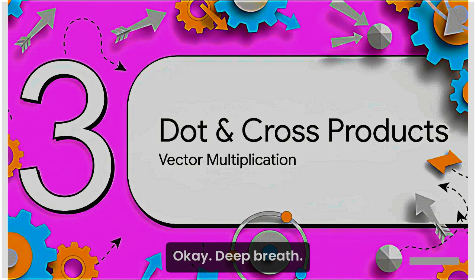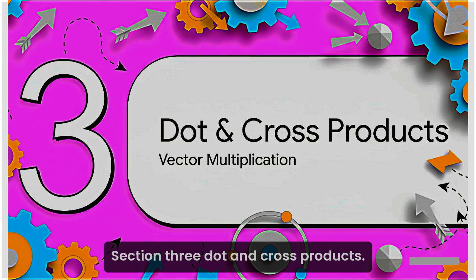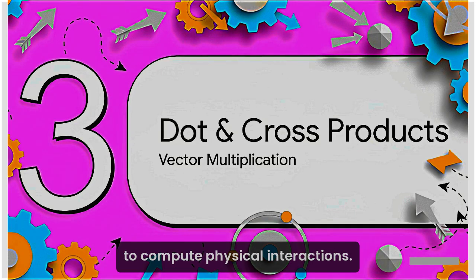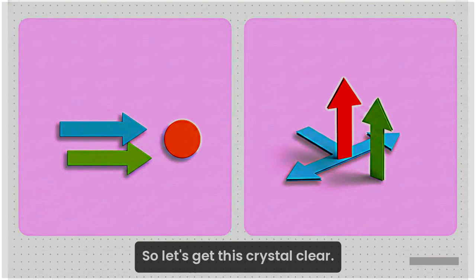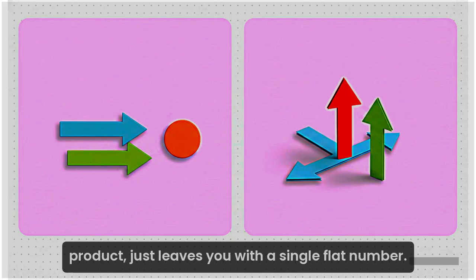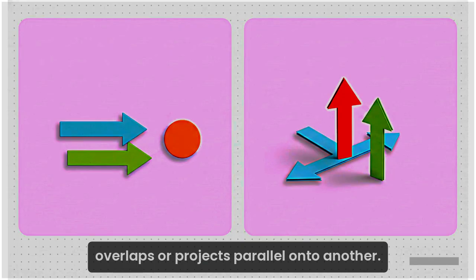Okay, deep breath. We are now entering heavy exam territory, section 3, dot and cross products. These are the two special ways we multiply vectors to compute physical interactions. I see students mix these up all the time, so let's get this crystal clear. The dot product, sometimes called the scalar product, just leaves you with a single flat number. It simply measures how much one vector overlaps or projects parallel onto another.